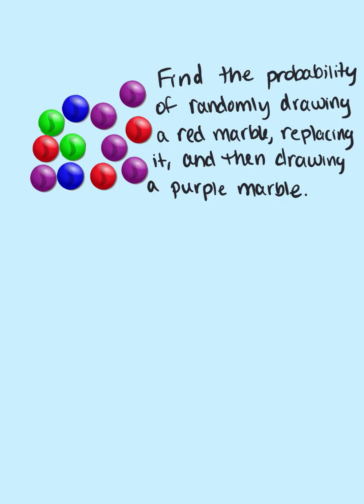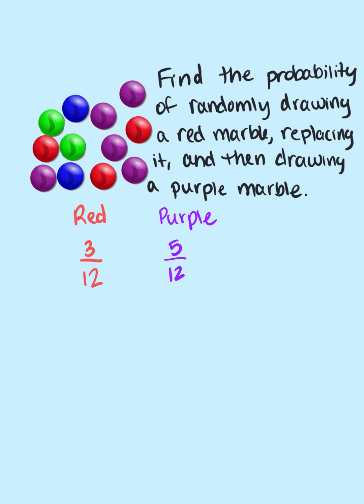Now we're going to find the probability of randomly drawing a red marble, replacing it, and then drawing a purple marble. So we're going to start with our red marble. How many red marbles are there? 3. Out of how many total marbles? 12. Now I'm going to look at a purple marble. How many purple marbles are there? 5 out of 12. So what I'm going to do is I'm just going to multiply these.